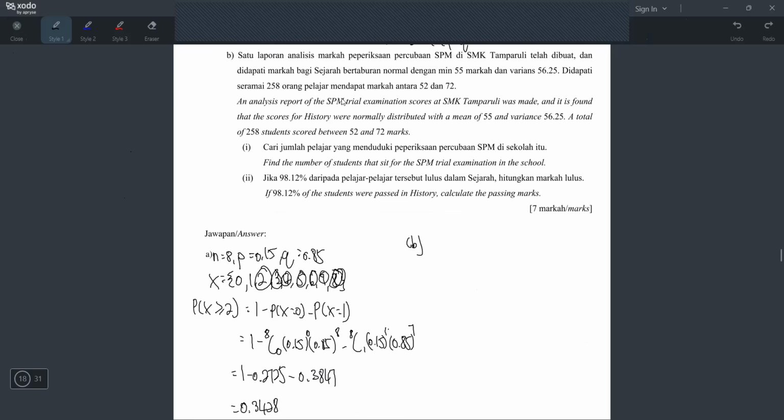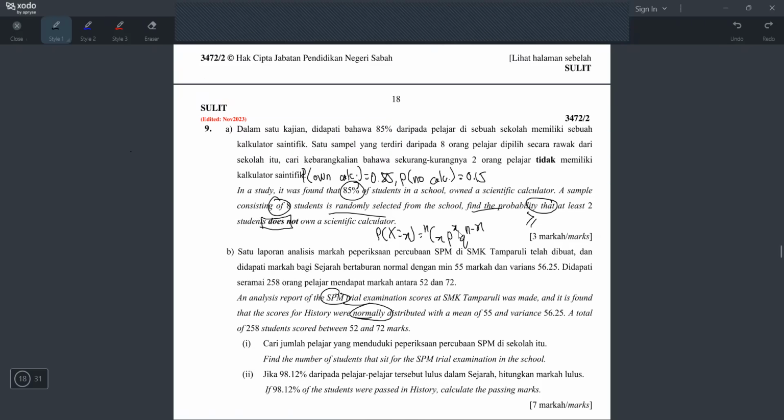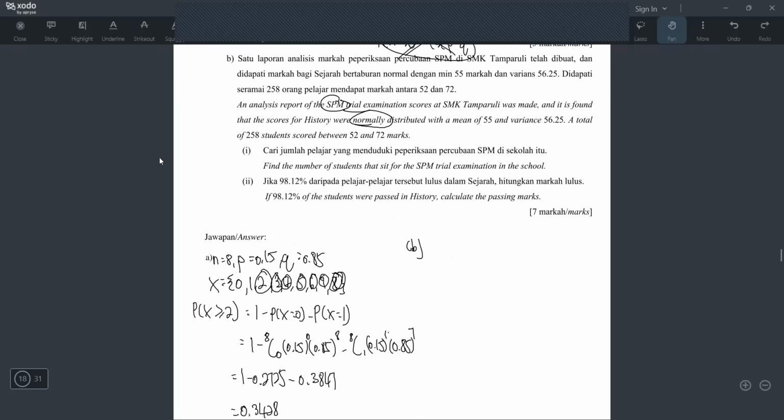Okay, an analysis report of SPM trial exam scores at SMK Tamparuli was made, and it is found that the scores of history were normal. So later you have to look at the table for this question. In normal distribution, you will not use the 4 formulas that I told you just now: the mean np formula, the variance npq formula and the standard deviation square root npq. These 4 formulas we only use when it's a binomial distribution. Normal distribution, don't use this formula, please.